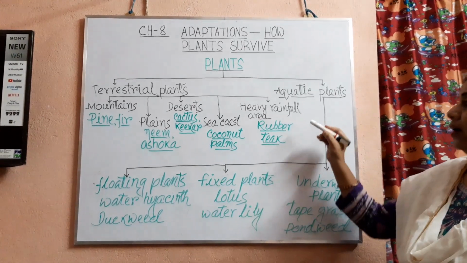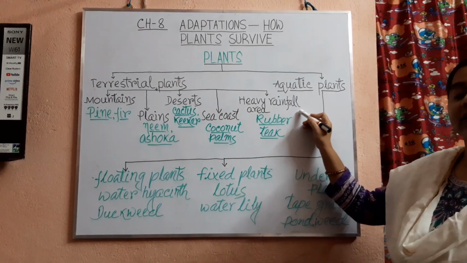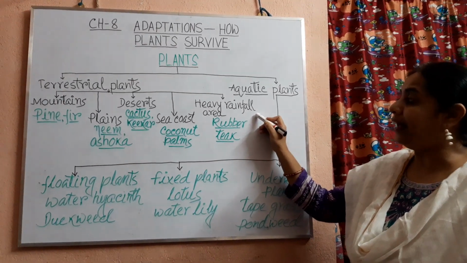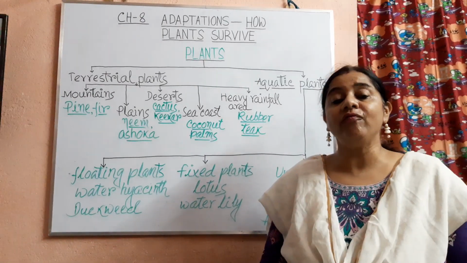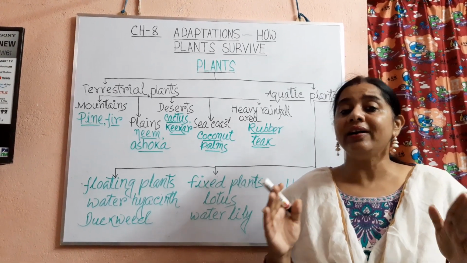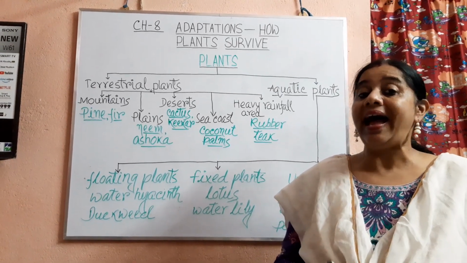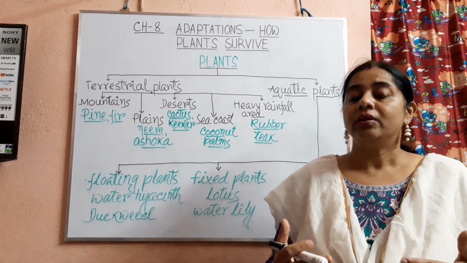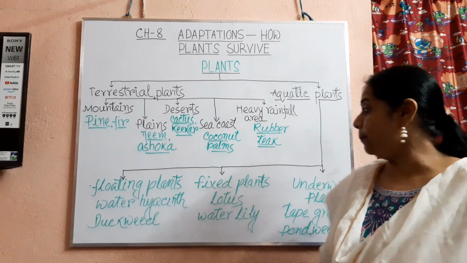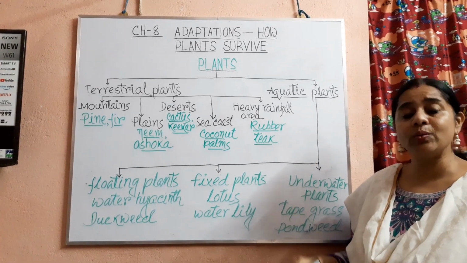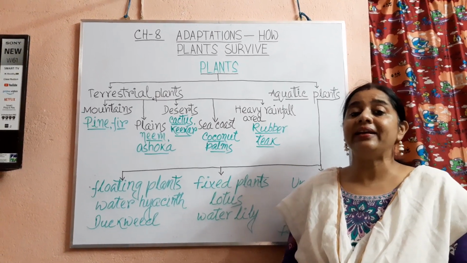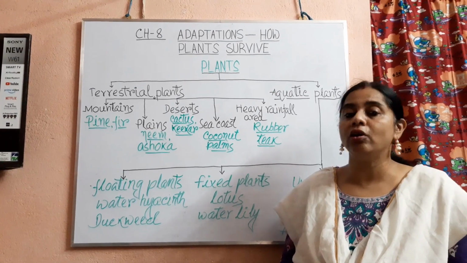Now come to the areas with heavy rainfall. Children, there are some trees and plants which grow in areas where heavy rainfall occurs. These trees remain green throughout the year. They never shed their leaves as they get rain the whole year. These trees are known as evergreen trees. Examples are rubber, teak, cashew nut, pepper, etc. Some smaller plants like rice, sugarcane and cotton also grow there.